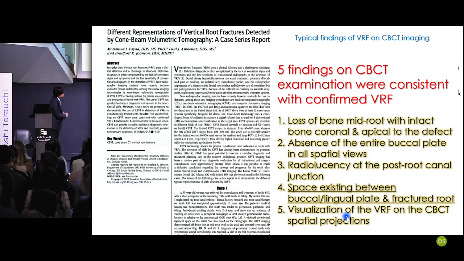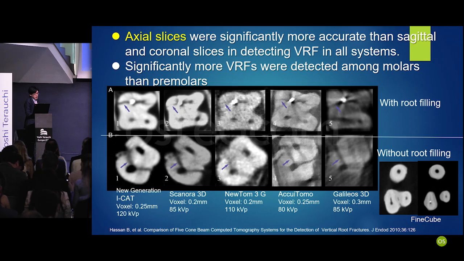So I always try to see the vertical root fracture, especially on axial view of CBCT. This is very, very easy. Or if you see one of these, you need to be suspicious of vertical root fracture. So I always look at the axial view. No matter which CBCT machine you use, whenever you see the axial slices, you see something. And this is continuous. You see the black line. If you see them on every axial slice, this is very typical of vertical root fracture.